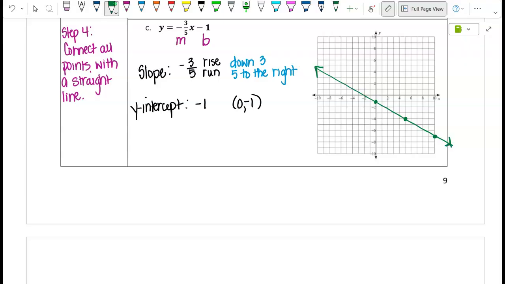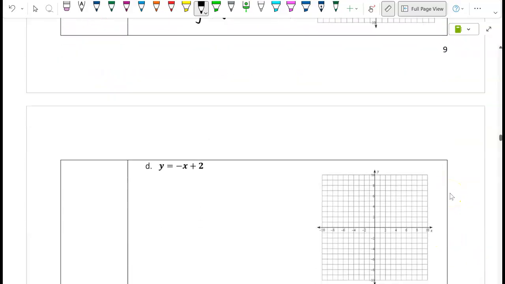And then we have the last question. Is this one increasing or decreasing? Decreasing. It's going down and it has a negative slope, so we know that this one is decreasing, which means it has a negative slope, and we already knew that, the negative 3/5. All right, we have one more problem on the next page.